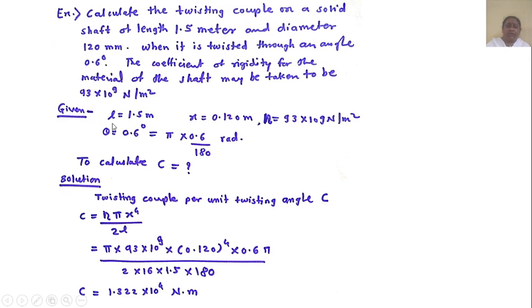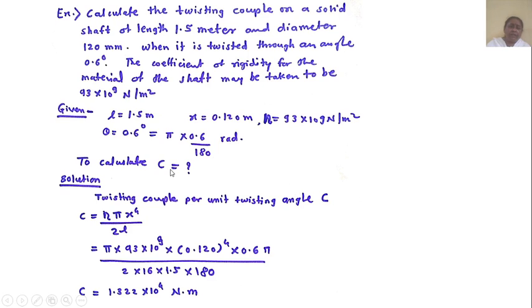So here given L equal to 1.5 meter, the shaft having length 1.5 meter, and also the diameter 0.12 meter, and also given the coefficient of rigidity eta equal to 93 into 10 raised to 9 Newton per meter square, and also theta equal to 0.6 degree equal to pi into 0.6 upon 180 radian.